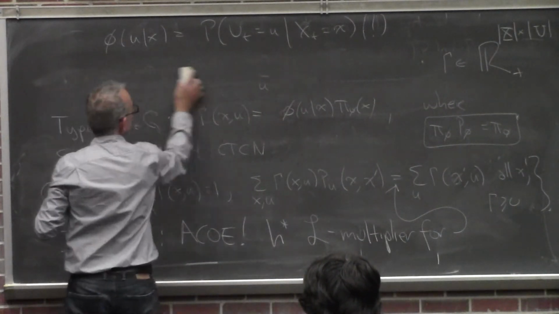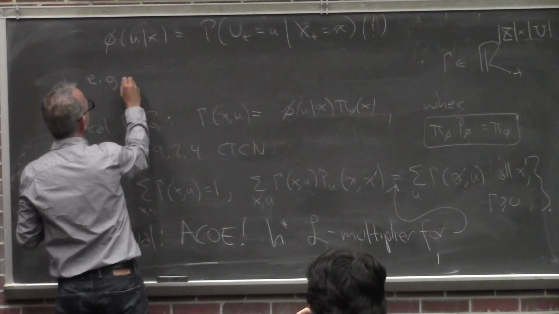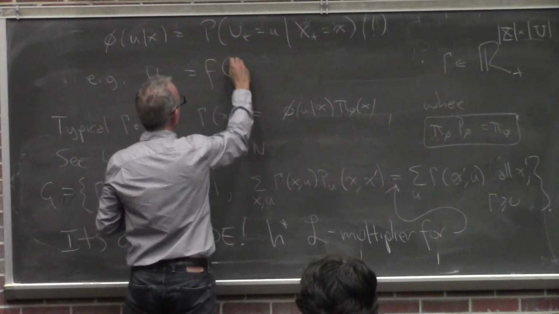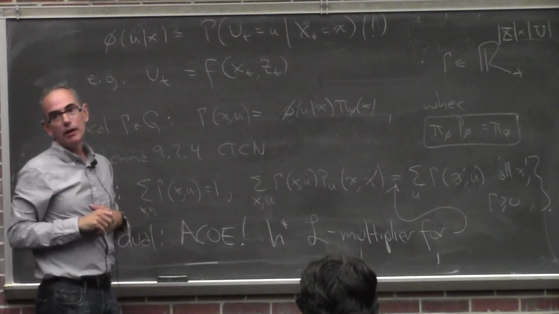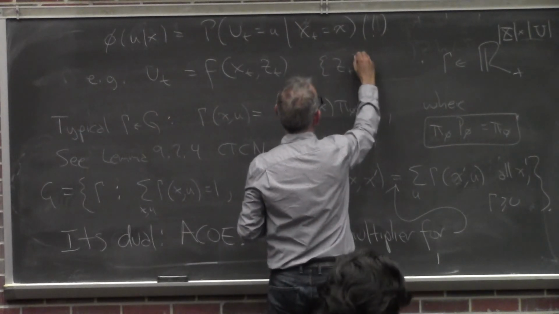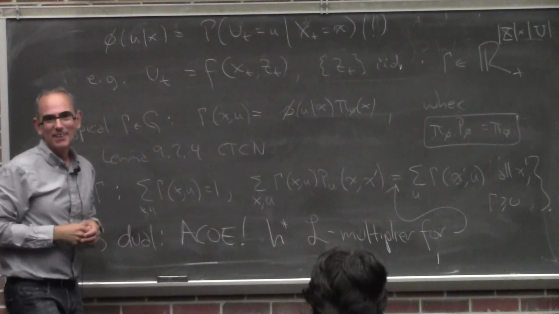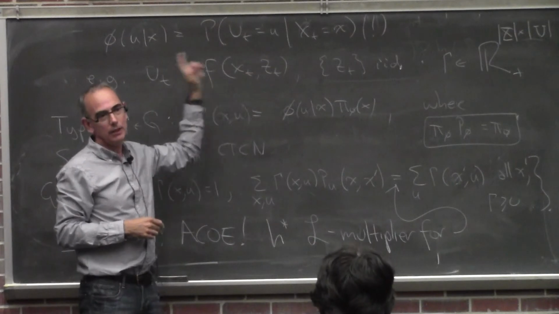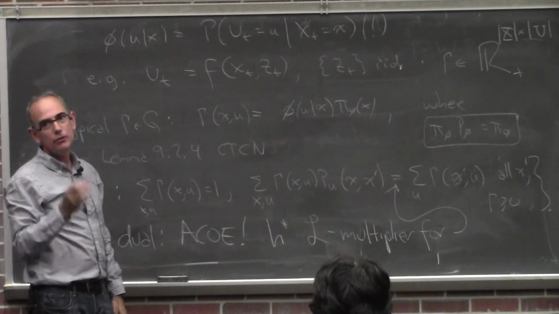How does the given X come into play? Well, right here I could say, for example, but it's always going to be this form. Ut is going to be some function of xt and zt, where zt is IID. It really is that. So instead of ut being a function of xt, it's a function of xt and noise. That's all. I'm introducing noise.